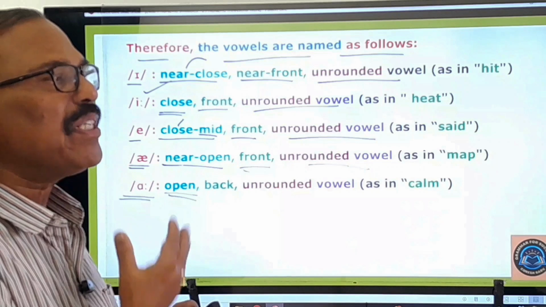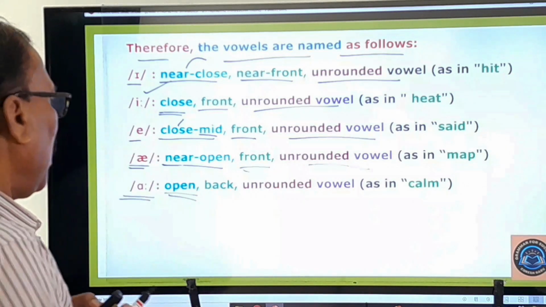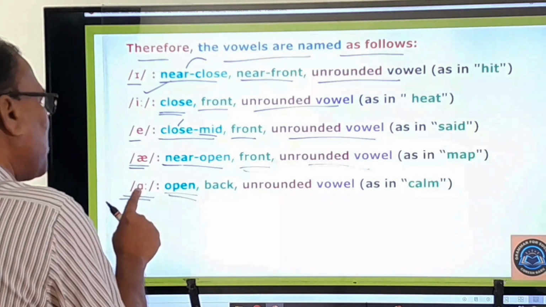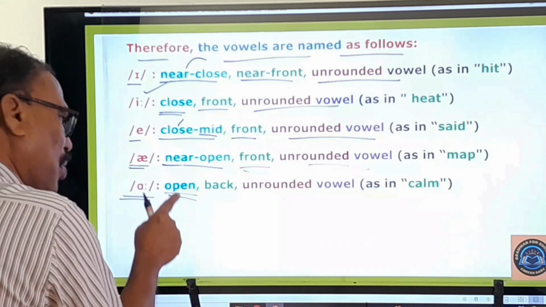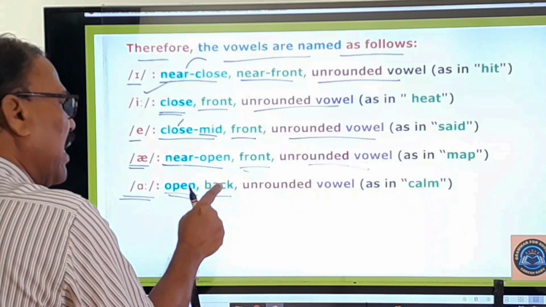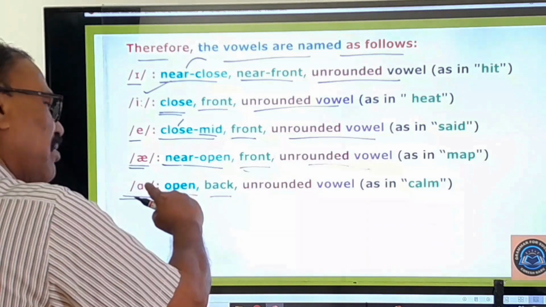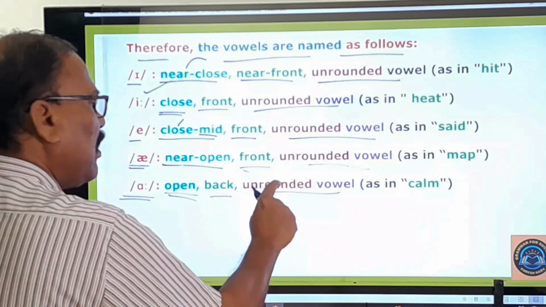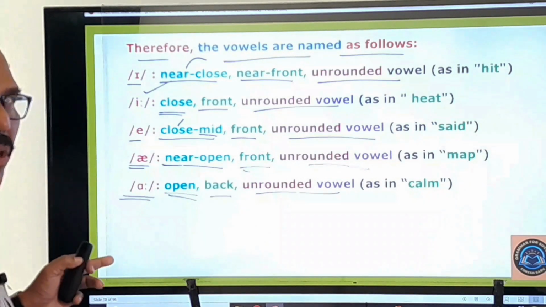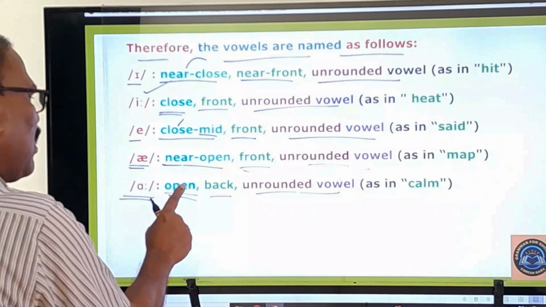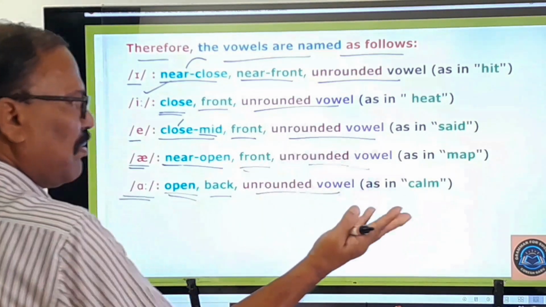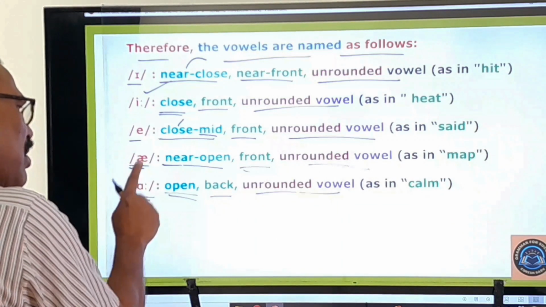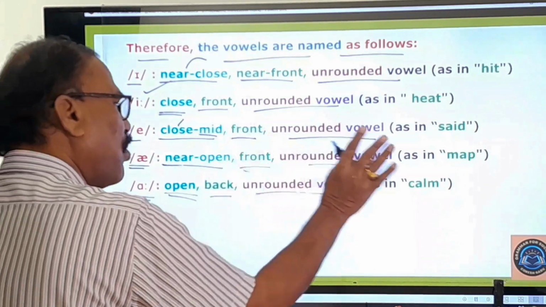The vowel goes down. In the production of this vowel, the tongue is positioned low, and the tongue goes back. It is an unrounded vowel: the lips are not rounded. Three aspects are there: the tongue goes down, the tongue goes back, and the lips are not rounded. So this vowel is called the open back unrounded vowel.